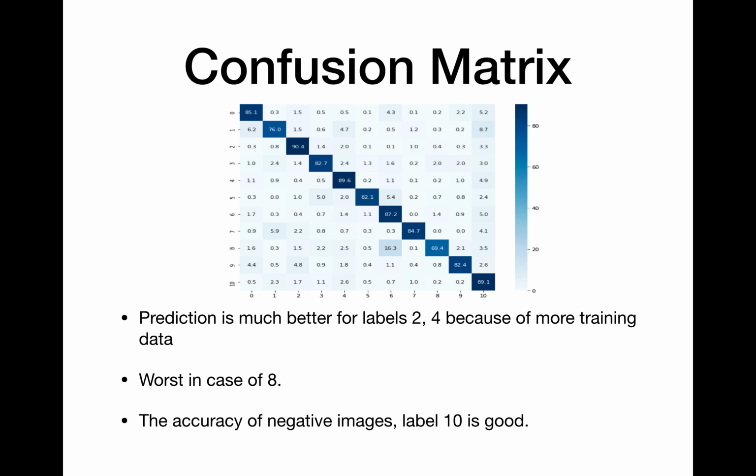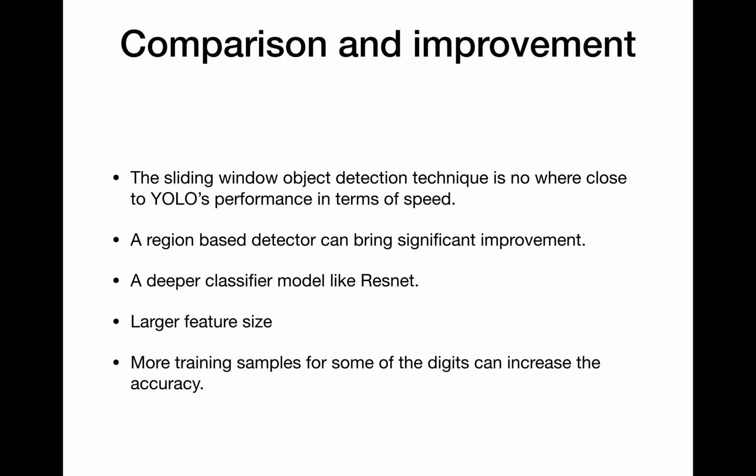If you look at the confusion matrix, we can see that the prediction is much better for labels 2 to 4 because of more training data, and it is worst in the case of 8. And accuracy on negative images, that is label 10, is pretty good.